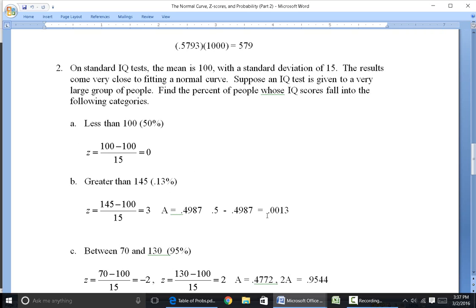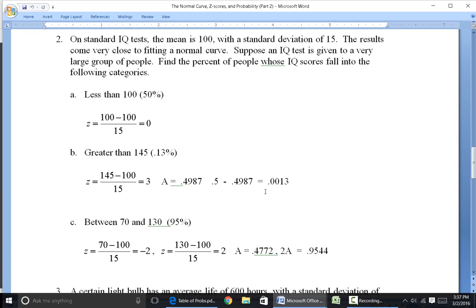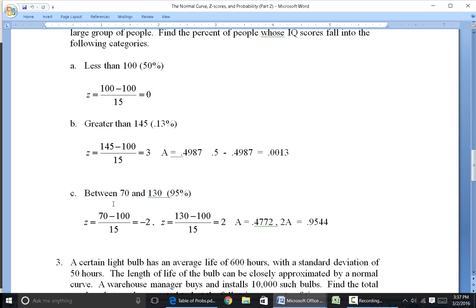Okay, between 70 and 130. So how many would we expect to have an IQ between 70 and 130? We find again the z-values for each one. 70 minus 100 is negative 30, divided by 15, that's negative 2. And then 130 minus 100 is positive 30, divided by 15, that's 2. Okay, so we look up the 2 in the table, and we get this value right here, 0.4772. Because of the symmetry again, because we want everything between -2 and 2, we just double this.